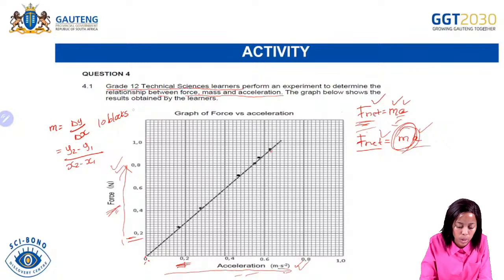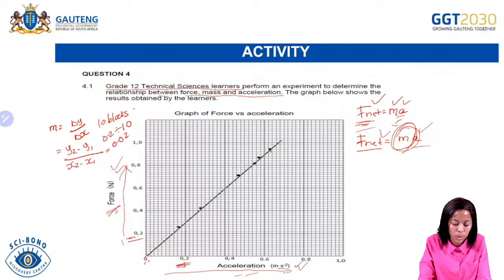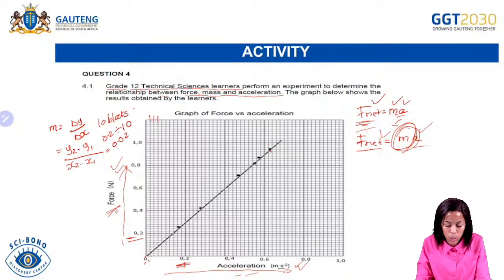What does it give you? 0.2 divided by 10 blocks gives you 0.02. So what does that mean? It means that each and every block that you see is represented by 0.02. So this one is 0.02, this one 0.02, and also this one is 0.02. Each and every block is represented by 0.02.